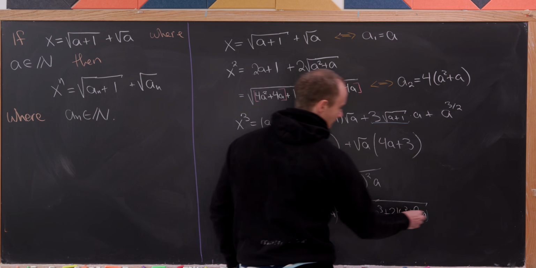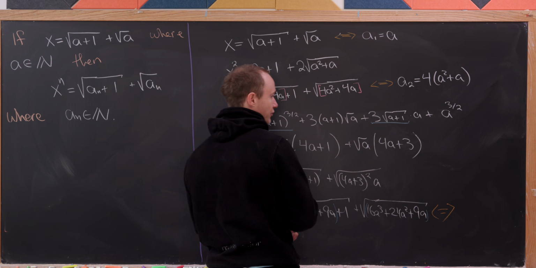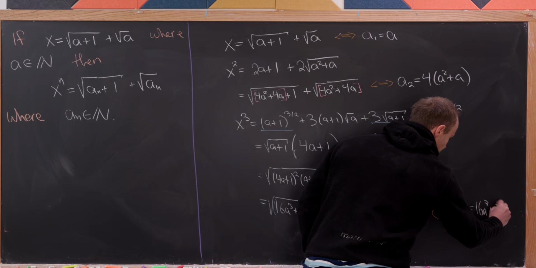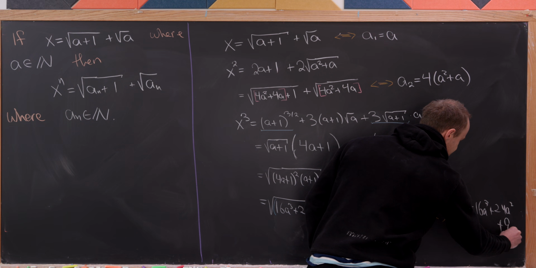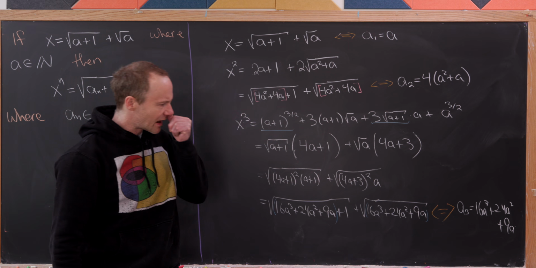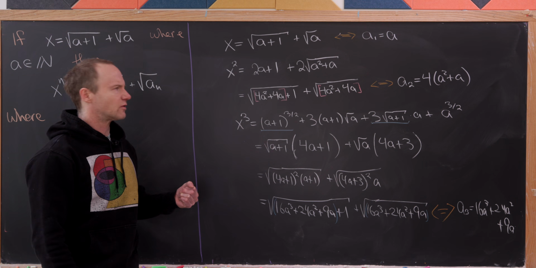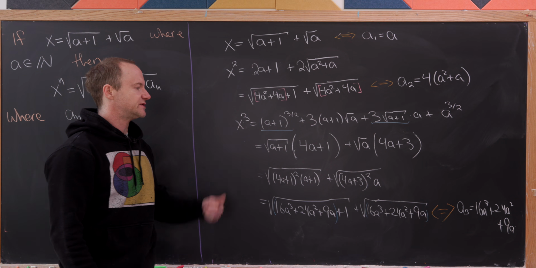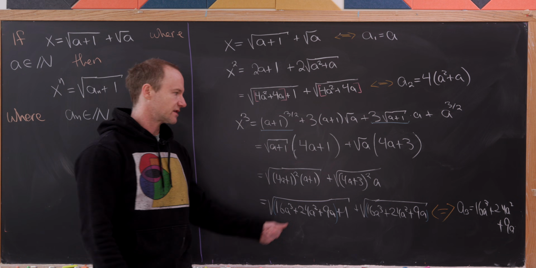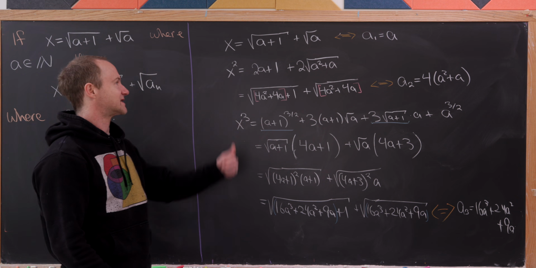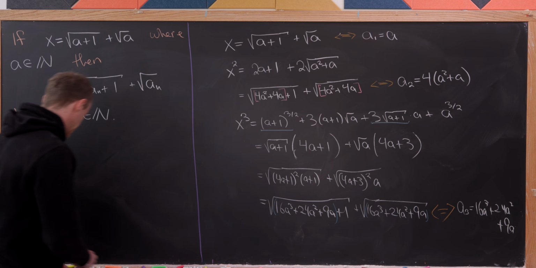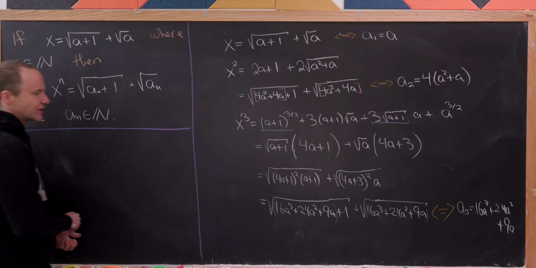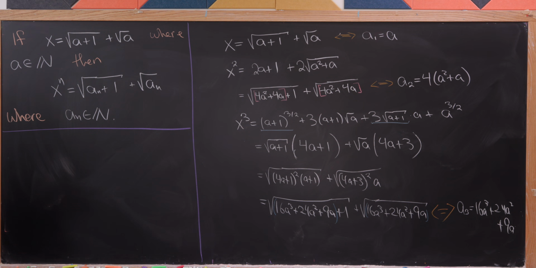But that means that we know our a sub 3 term here. So a sub 3 will be the 16a cubed plus 24a squared plus 9a. But now let's observe that our final goal here was to show that these a1s, a2s, and a3s were all natural numbers. And let's observe that we have that so far because a is starting as a natural number. So let's maybe collect some of that information over here.